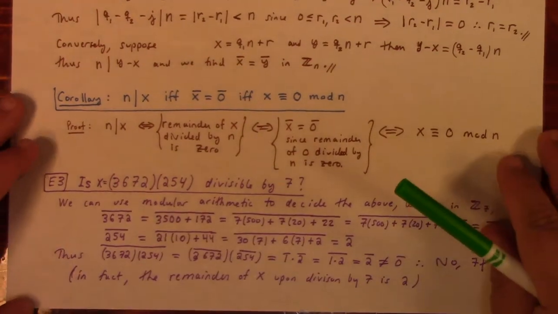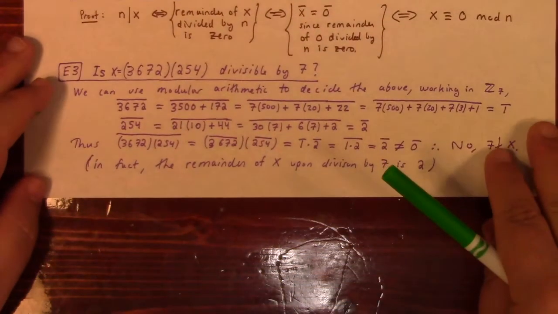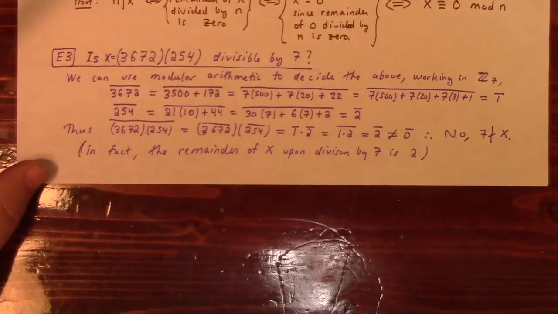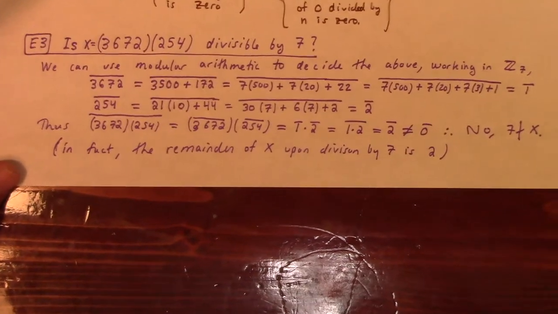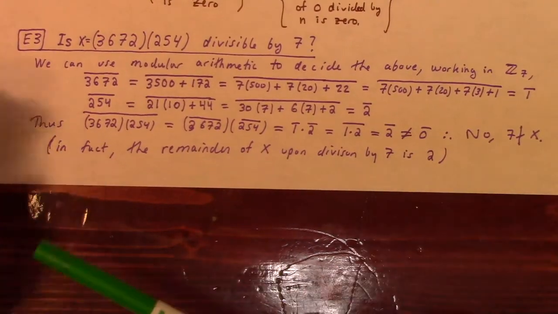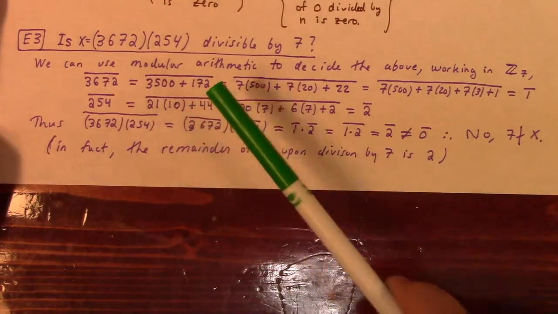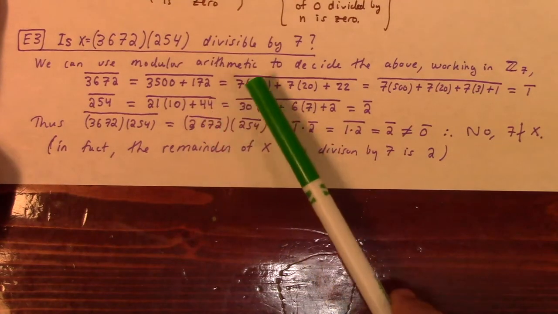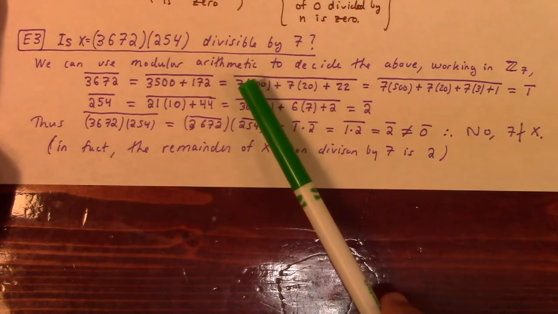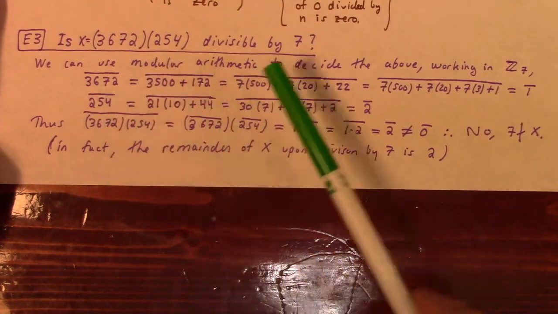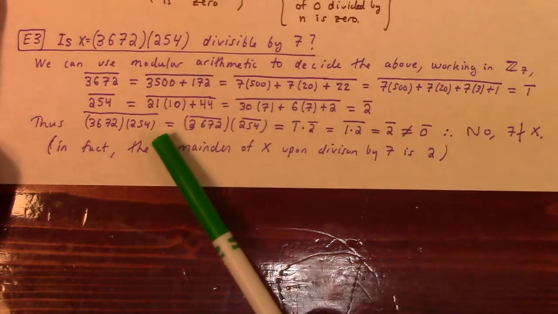Let me not belabor these basics that much. Let's look at some examples which have a little more substance to them. I got lots of examples to show you. So here's one. Is 3,672 times 254 divisible by 7? Divisible by 7 would mean that when we look at x bar for this x, working in Z7, we should get 0. Do we? Well, I don't know.